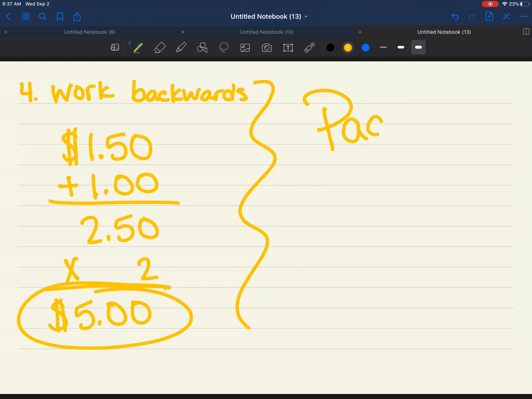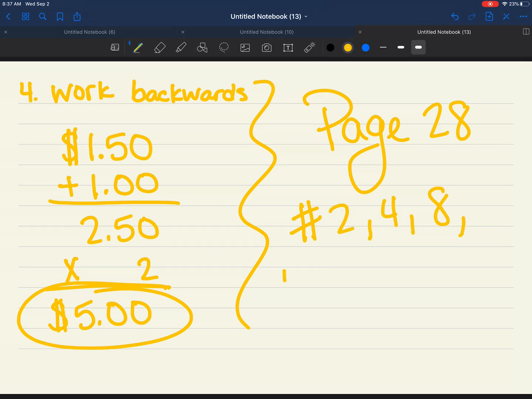Page 28. Now, here's the deal. If you get to 1 and you're not sure which of the 4 methods you should use, what should you do? Use all 4. No. Ask you. Ask. Yeah. I don't think you want to use all 4, Cash.